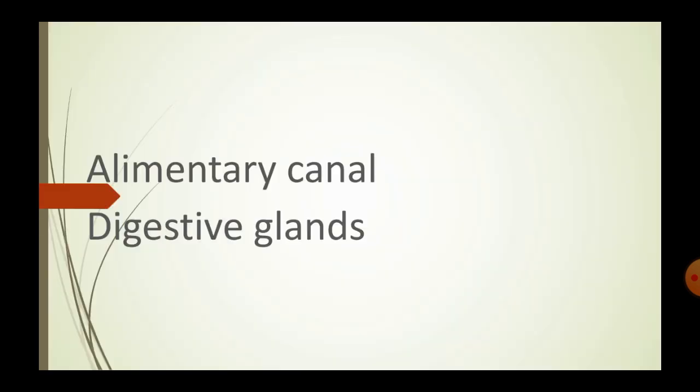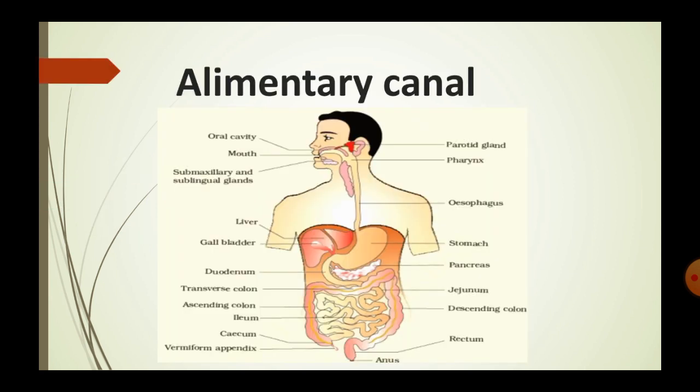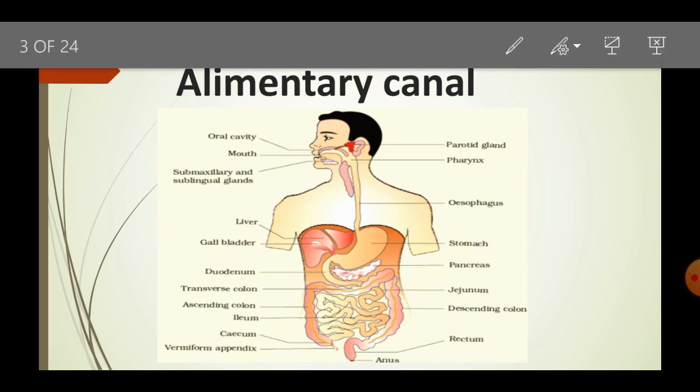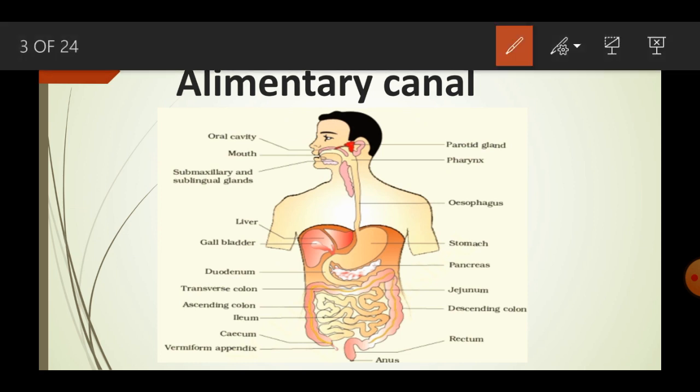The digestive system of our body consists of the alimentary canal and the associated digestive glands. First, we look into the alimentary canal. The alimentary canal begins with an anterior opening, the mouth, and it opens out posteriorly through the anus.